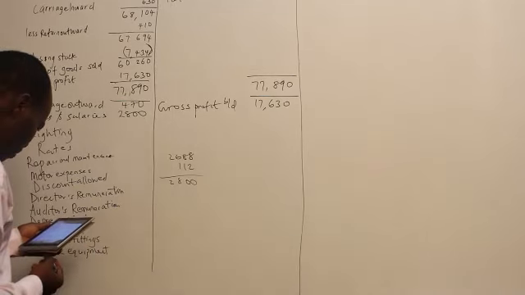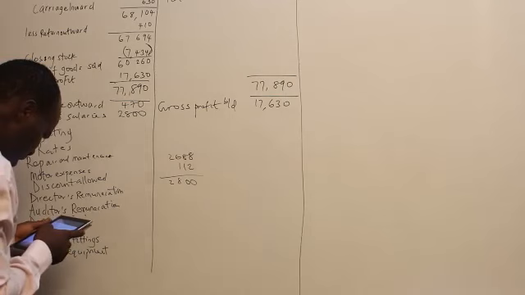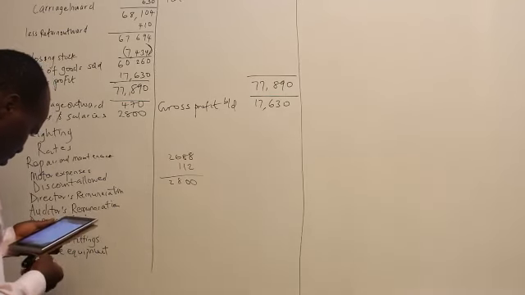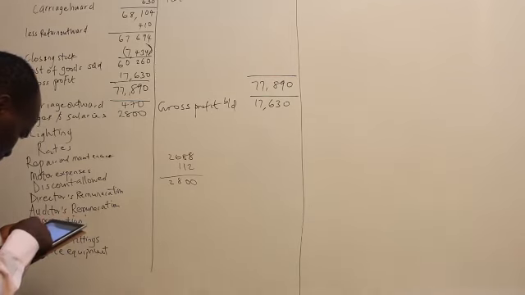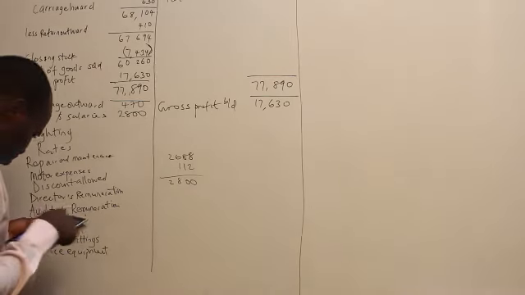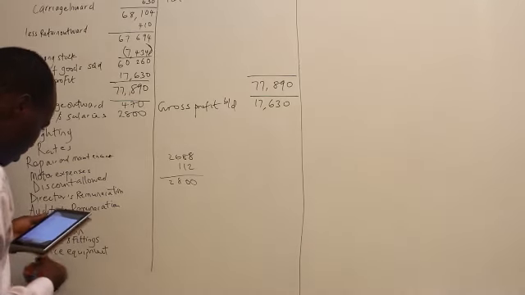Now the next thing we have is lighting, and actually the amount of lighting is 730. Do we have any additional information on lighting? No, we don't have any additional information on lighting. Lighting is 730.